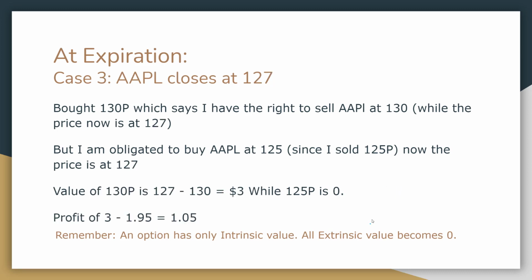Now the third scenario: Apple closes in between what you bought and what you sold. Apple closes at 127. You bought the 130 put, and you are obligated to buy at 125 on the one you sold, but right now the price is at 127, so that is out of the money. The 125 will become fully zero, but your 130 put has gained value: 130 minus 127, so it is worth $3. Your 125 becomes zero because it is out of the money. So the profit is 3 minus 1.95, which is $1.05.